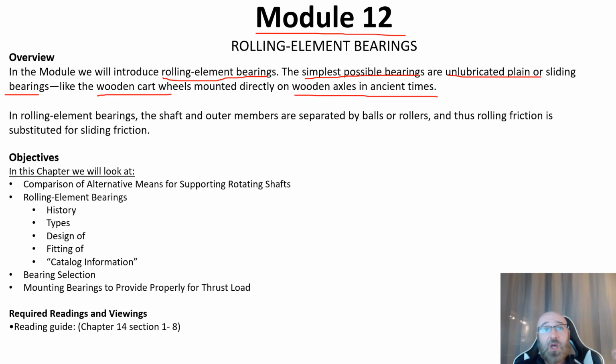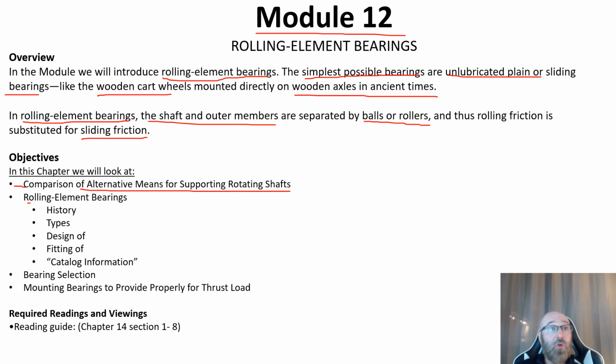Well, instead of that, we're going to talk now about our rolling element bearings, where the shaft and the outer members are going to be separated by balls or rollers, and thus rolling friction is going to be substituted for sliding friction. So within this module, we're going to take a look and do a comparison of these alternative means for supporting the rotating shafts.